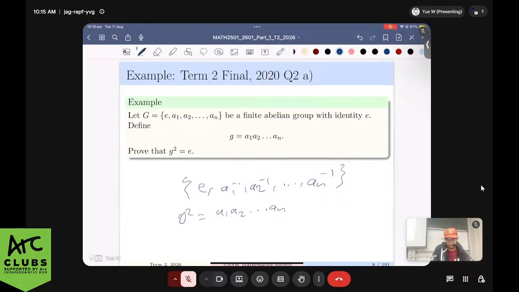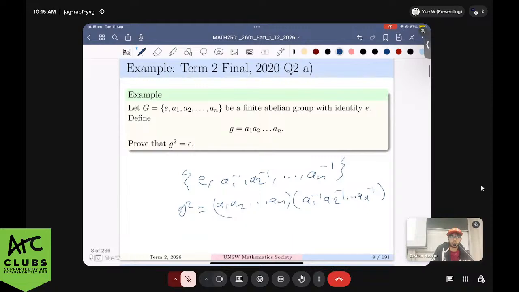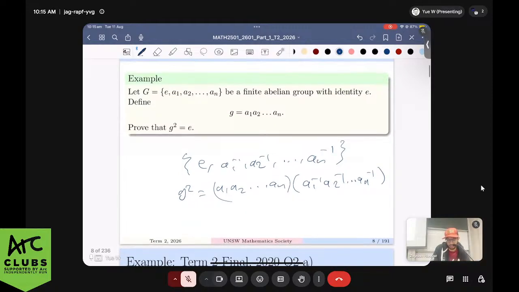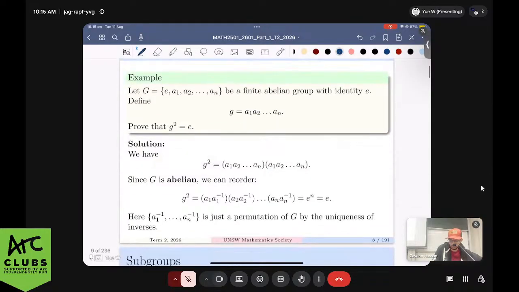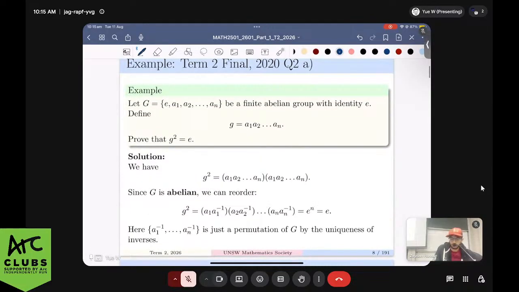So you can actually, for the second copy, write it as A1 inverse, A2 inverse, up to AN inverse. And now because the group is abelian, you can reorder everything and it doesn't matter. So you can group these nicely into A1, A1 inverse, A2, A2 inverse, up to AN, AN inverse. And each of these give the identity E. And so you just get G squared equals E. So yeah, this is the formatted solution.